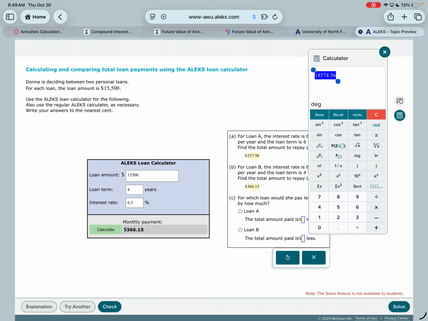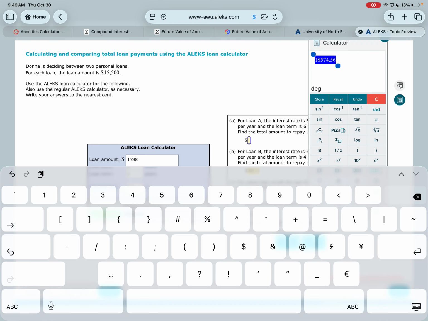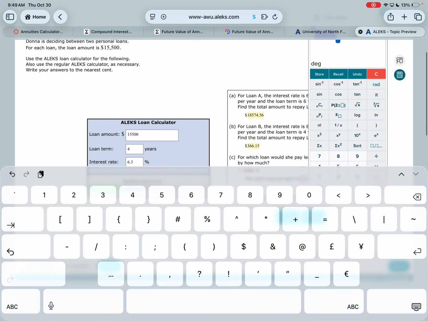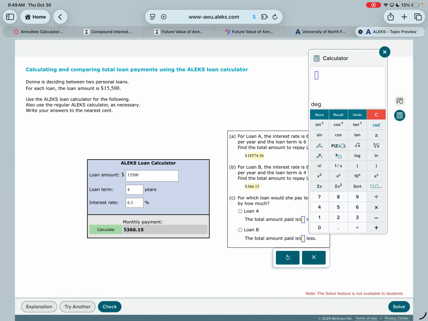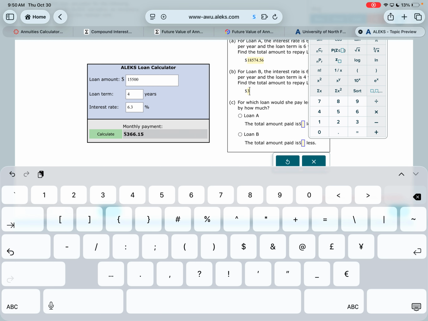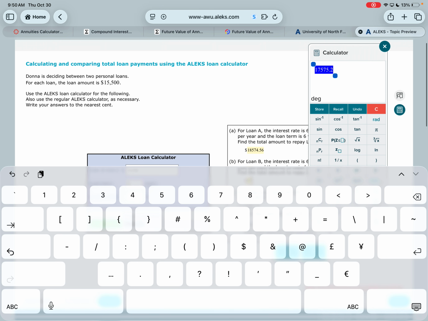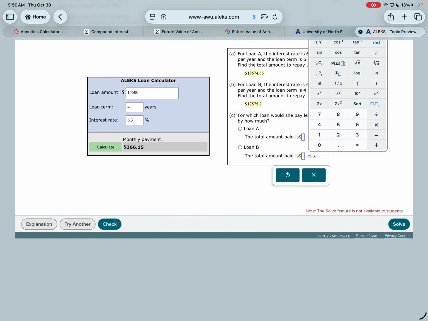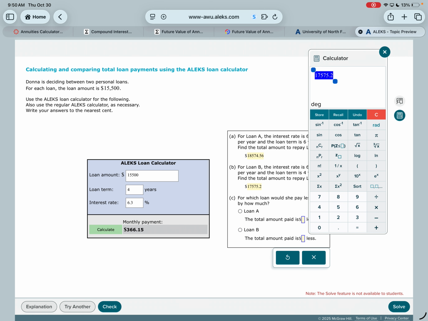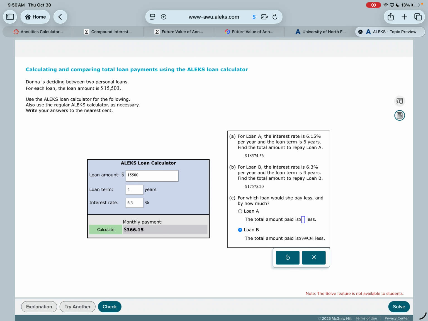And this is where you always want to look at the total value. So the total value of this loan was $18,574.56. Okay, the total value of this loan, $366.15 times 4 years times 12 months would be $17,575.2. Okay, I'm gonna click solve here so I get my numbers. That is $1,000 less. Loan B is $1,000 less.